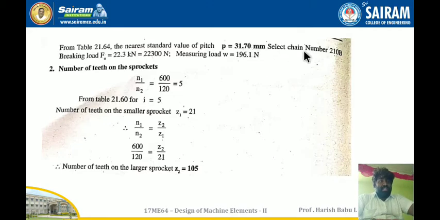So select the chain number 210B. Breaking load FU is equal to 22.3, that is 22,300 Newton. The measuring load W is equal to 196.1 Newton.